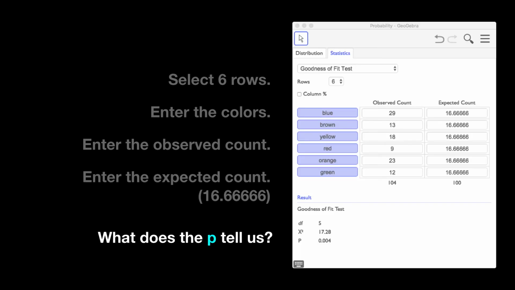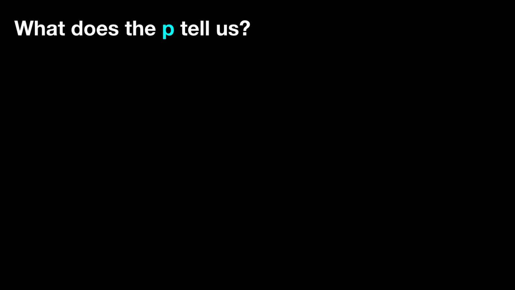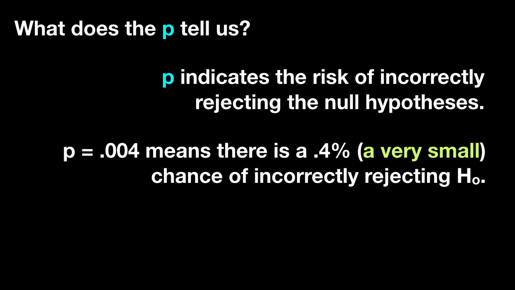GeoGebra immediately displays the result, and in particular we're interested in this value of p. What does it tell us? Well, p indicates the risk of incorrectly rejecting the null hypothesis. So in our case, the result of 4/1000ths means there's a 0.4% chance of incorrectly rejecting the null hypothesis. In other words, a really small probability that we'd be making a mistake by rejecting H0. So let's reject H0.